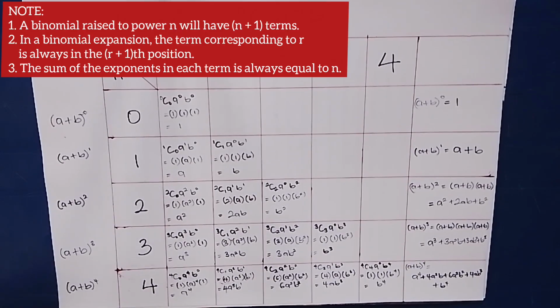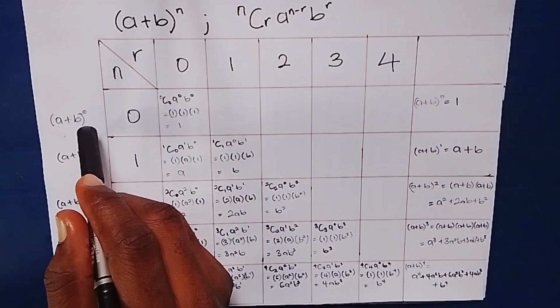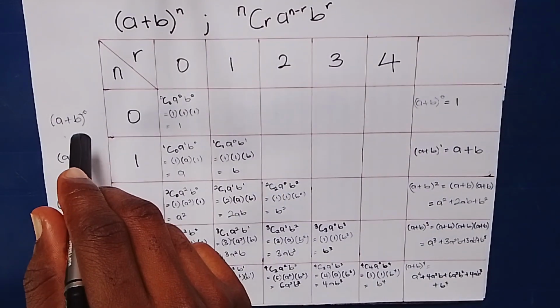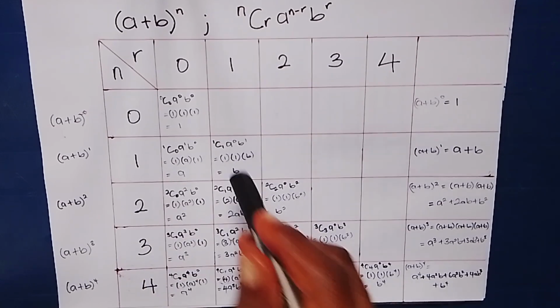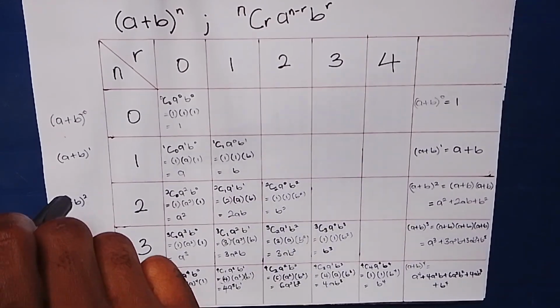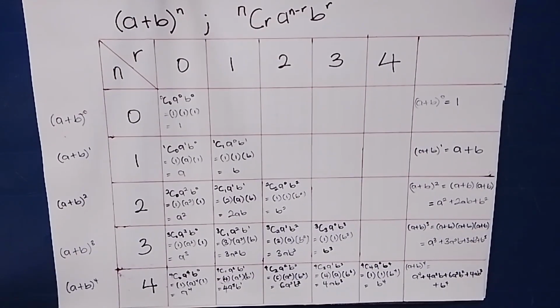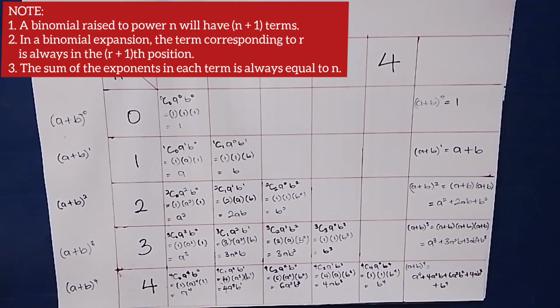First of all, number one, note that a binomial raised to power n will have n plus 1 terms. Now, this is a binomial raised to the power of 0. It only has 1 term, which is 1. This is a binomial raised to the power of 1. It has 2 terms. This is a binomial raised to the power of 2. It has 3 terms. 1, 2, 3. This is a binomial raised to the power of 3. It has 4 terms. 1, 2, 3, 4. And so on and so forth. It goes on like that. It's like a law.